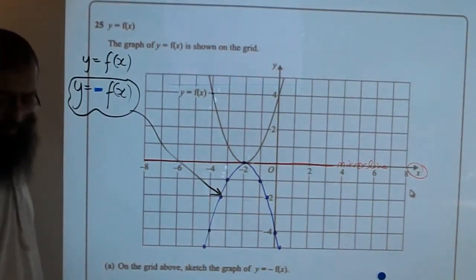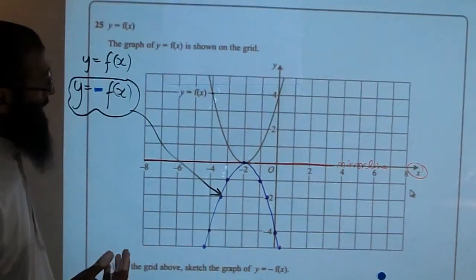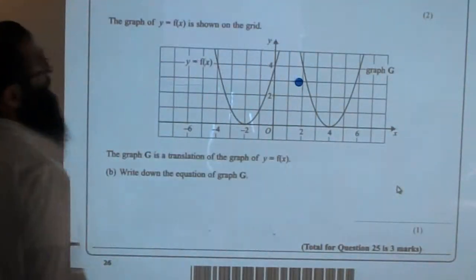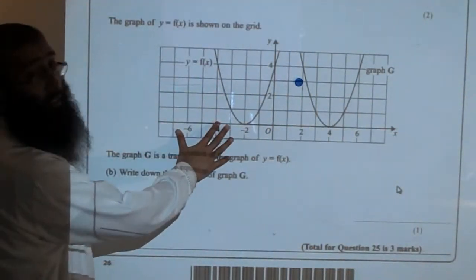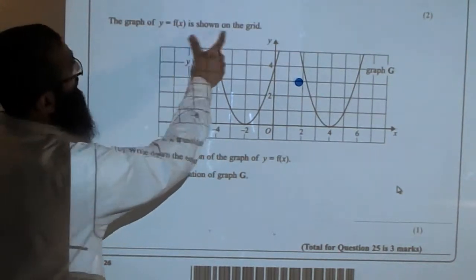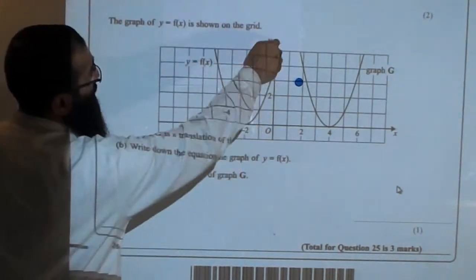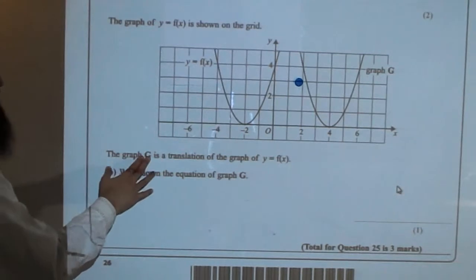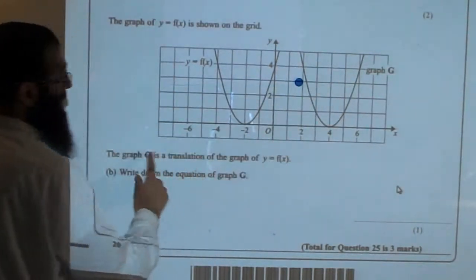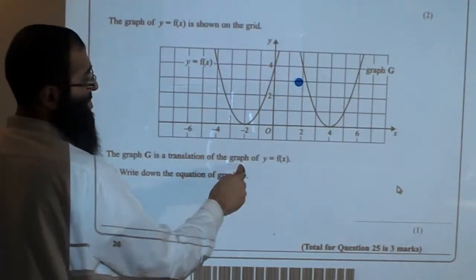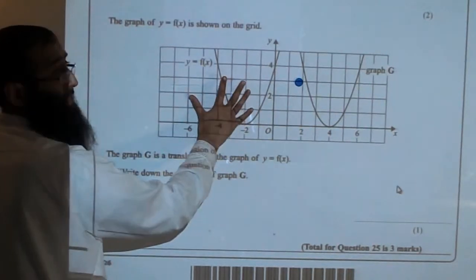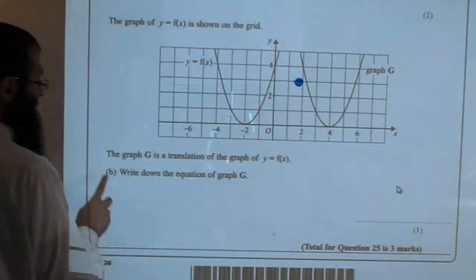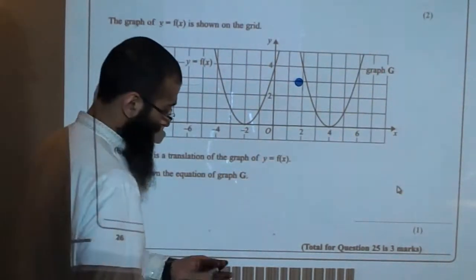Now we need to move the graph up to show you the second part. Here comes the second part of the question. We've got the same function again, because the graph of y equals f of x is shown on the grid. It's the same one we used earlier. The graph of g, which is that one there, is a translation of the graph of y equals f of x. So this has now moved to there. Translation, right, from the equation of graph g.